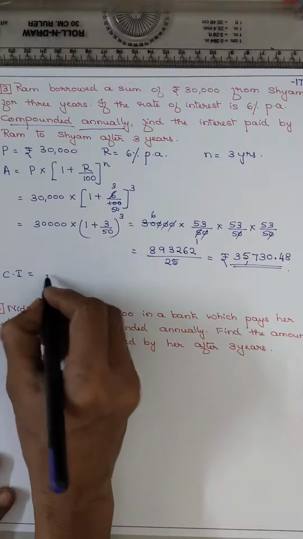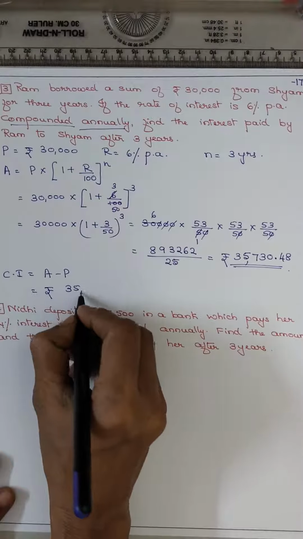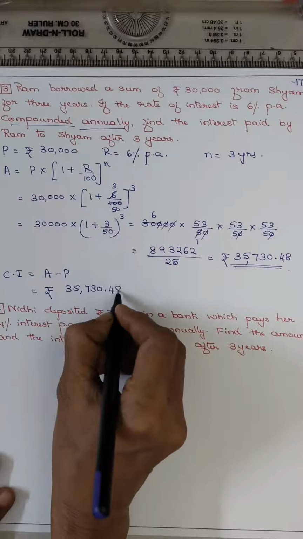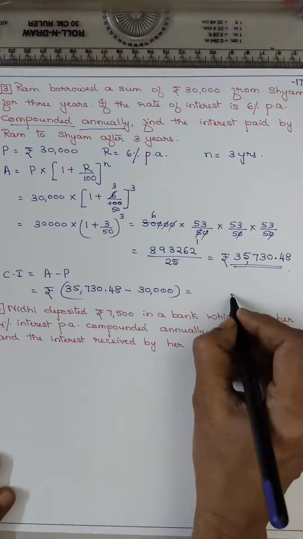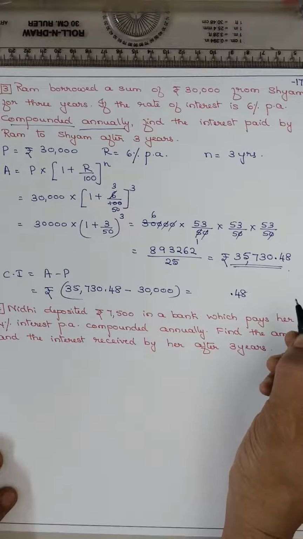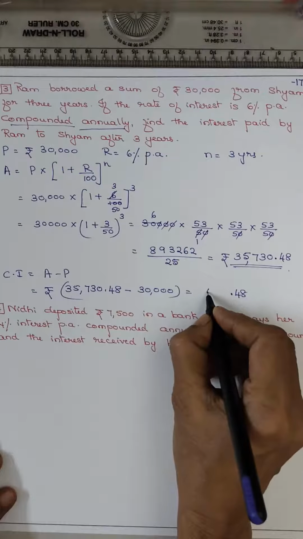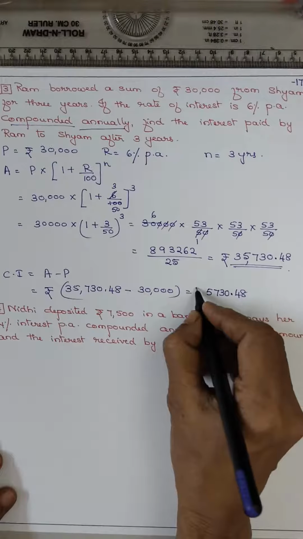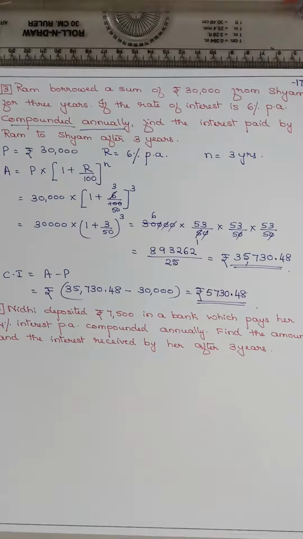So CI is equal to A minus P, rupees 35,730.48 minus 30,000 is decimal 48. It is 5730. Answer 5730.48 rupees. Okay, that was question number 3.